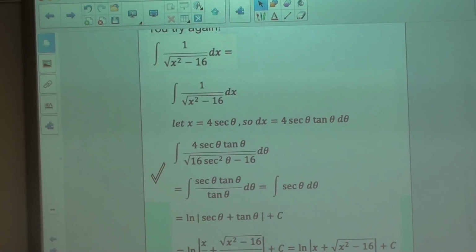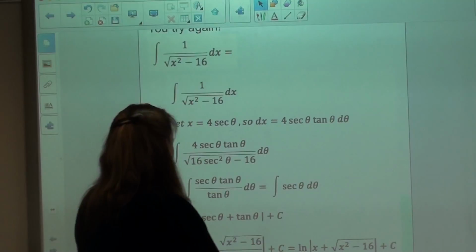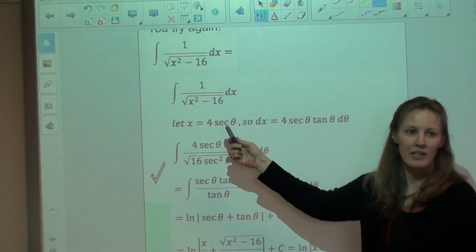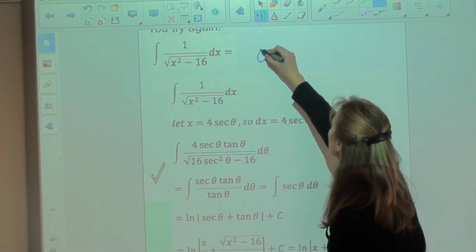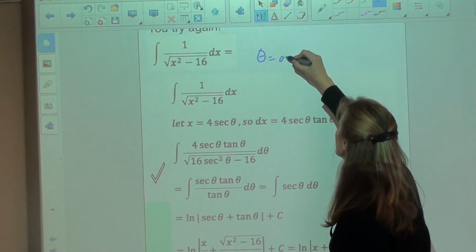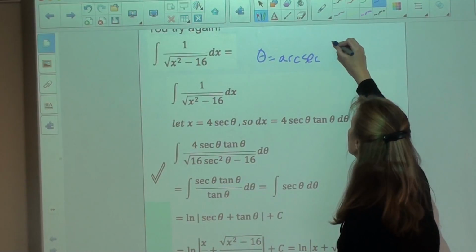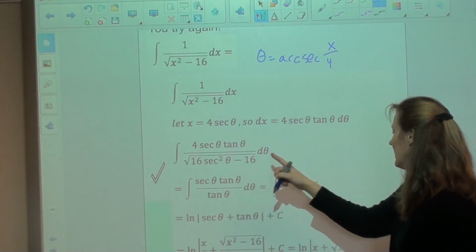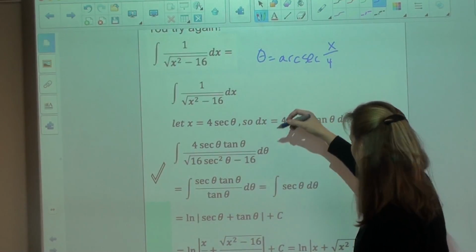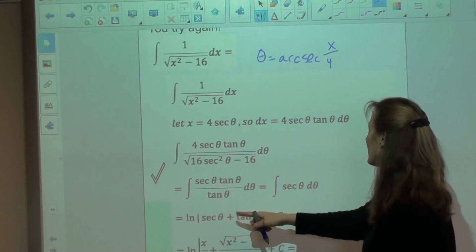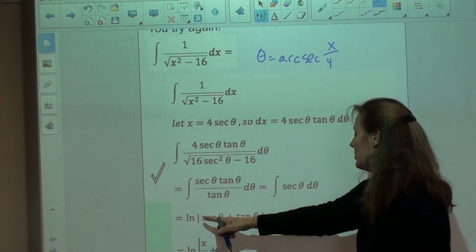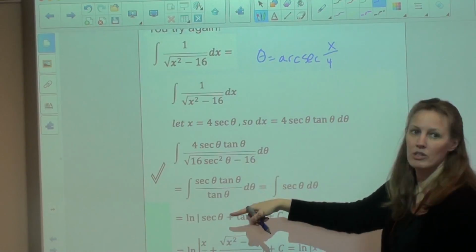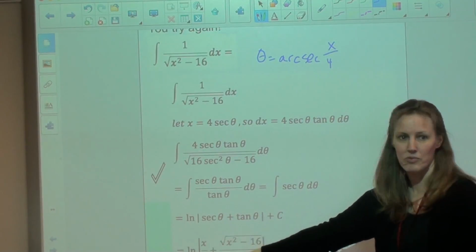Okay, Justine, can you do the triangle thing? I sure can. We know that x is 4 secant theta, so theta equals arc secant of x over 4. So we have the natural log of the secant of the arc secant of x over 4. When you have a secant of an arc secant, they undo each other because they're inverse functions, so you're just left with x over 4 for that part.